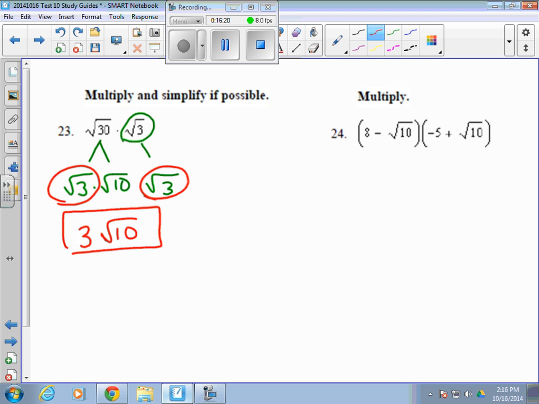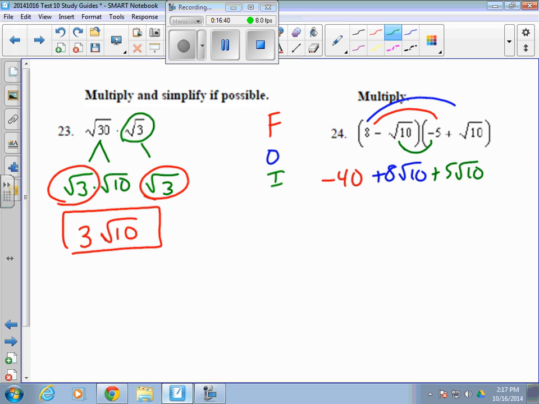Number 24 is simply foiling. Remember, FOIL tells you to do the first 2 terms. 8 times negative 5 is negative 40. The O stands for outer 2 terms. 8 times positive square root of 10, so plus 8 square root of 10. The I stands for the inner 2 terms. Negative times a negative, remember, is going to be a positive 5 times the square root of 10. And then the L stands for last. Negative times a positive is going to be a negative, but we're multiplying the same radical by itself again, 10 and 10. Remember, that just means to take it out and call it negative 10. Or you could say the square root of 100, which is going to go back to negative 10.